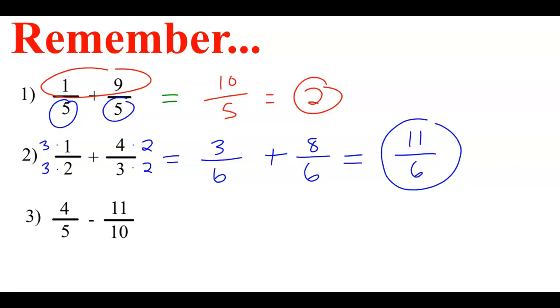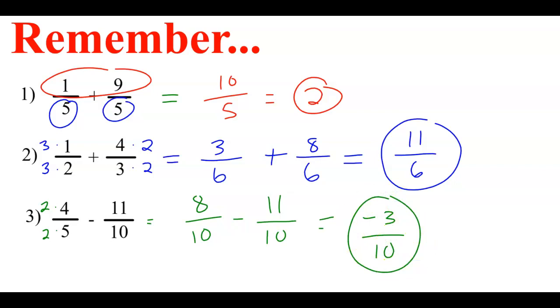So this is a scenario where we would only need to multiply one of the fractions so that it is the same as the other, okay? On number 2, we had to multiply both fractions. But here, if I just multiply this 5 by 2, top and bottom, that denominator becomes a 10. So we get 8 over 10 minus 11 over 10. And then 8 minus 11 would just be negative 3 tenths. Once again, that does not reduce, so that is our final answer.